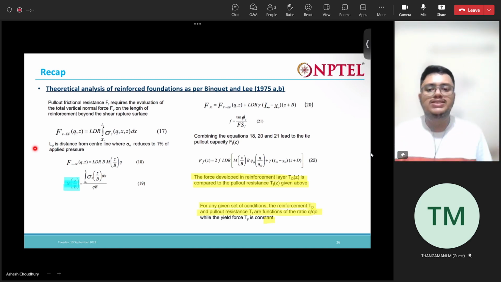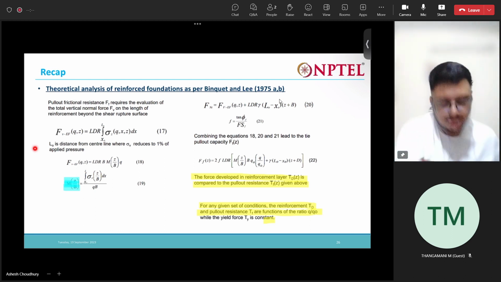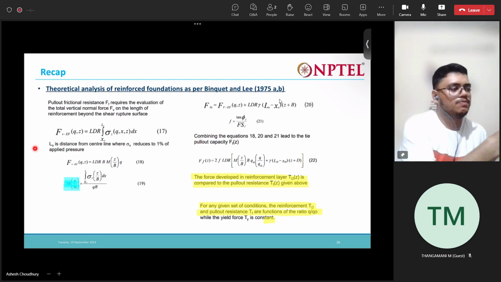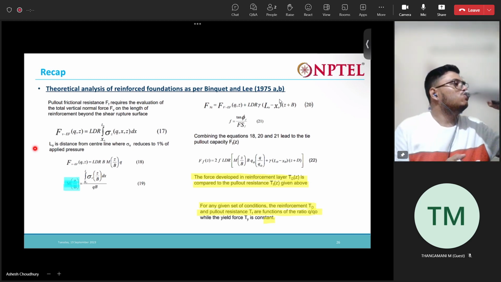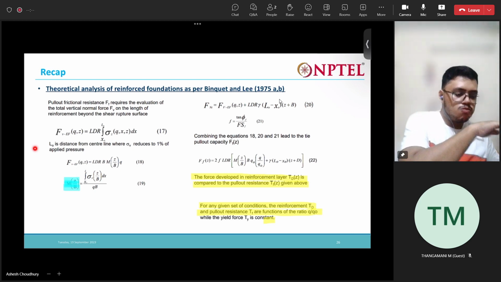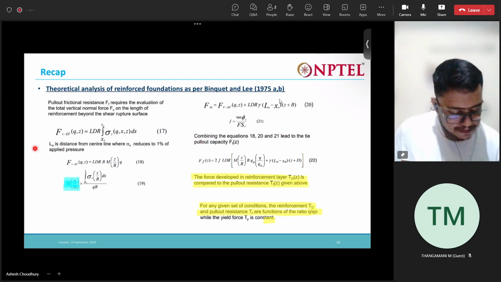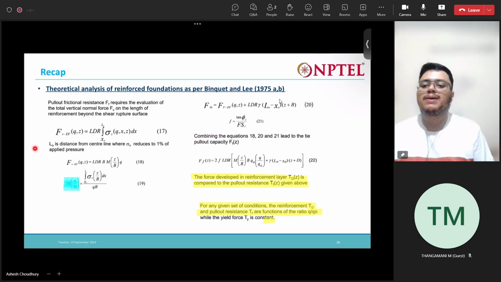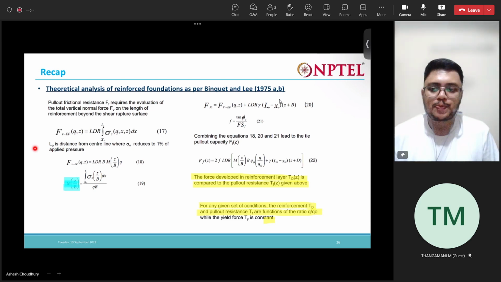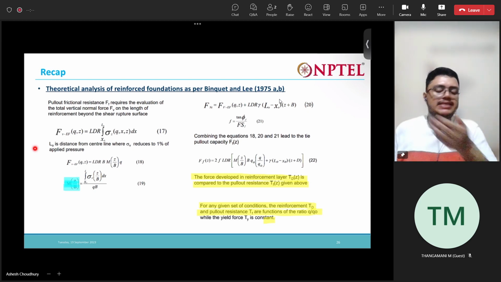Next, here we determine this tie force, the tie force. So determine this tie force, the maximum force that is coming into the reinforcement.